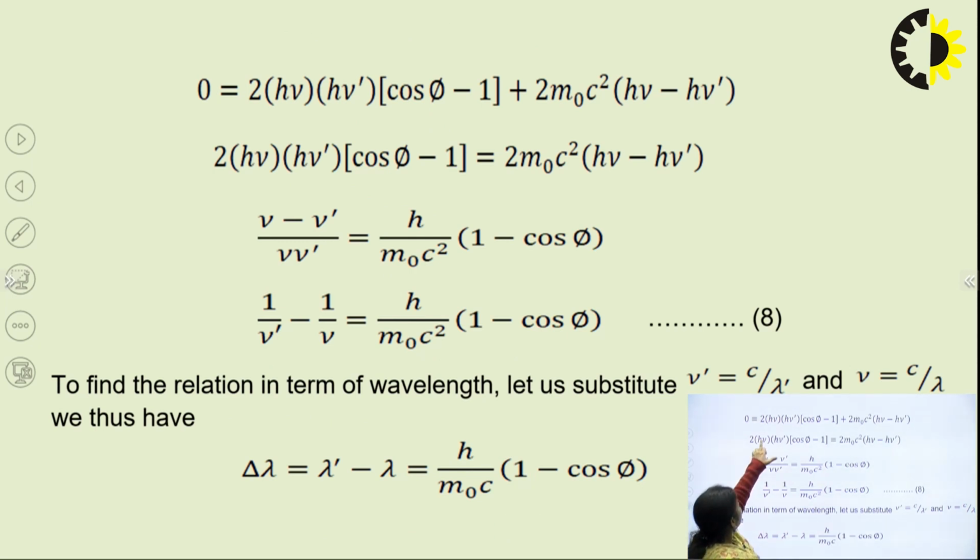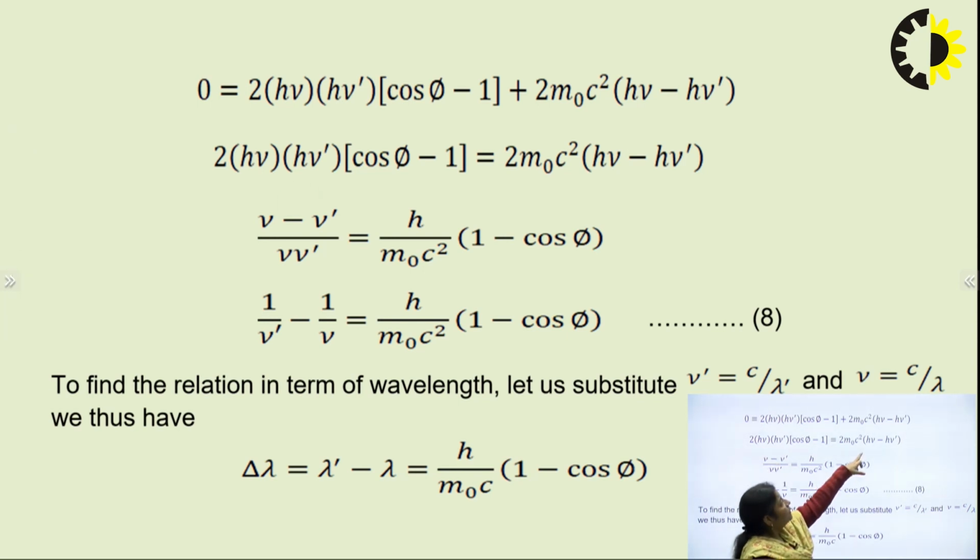So when we eliminate, you can see here, we are getting 0 is equal to 2 h nu dash cos phi minus 1 plus 2 m naught c square times h nu minus h nu dash. Again, we rewrite. We have h nu dash and h nu here, and h nu and minus h nu dash here. So we can bring all the frequency terms on one side, and it will be like this: nu minus nu dash upon nu dash. So this is h by m naught c square times 1 minus cos phi.